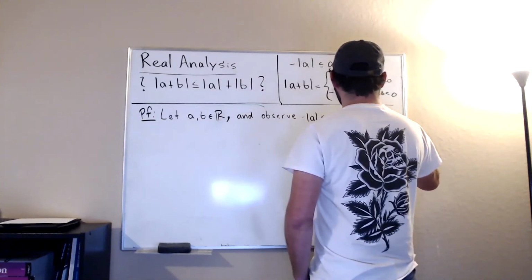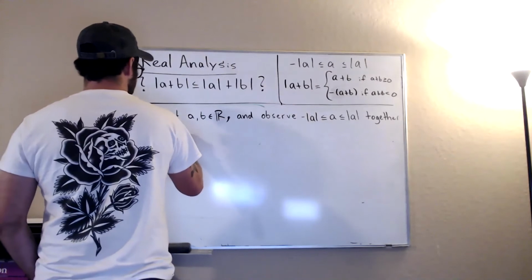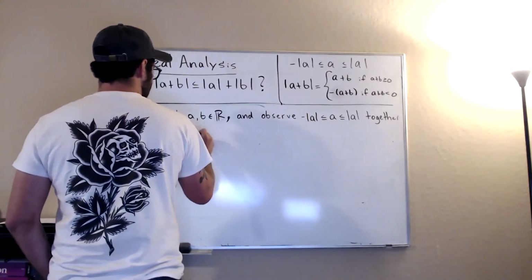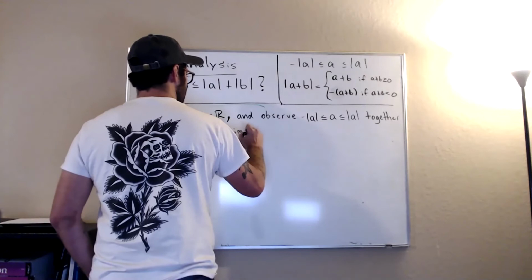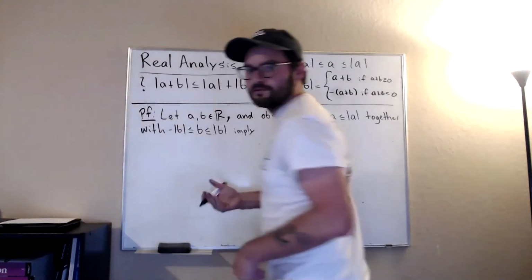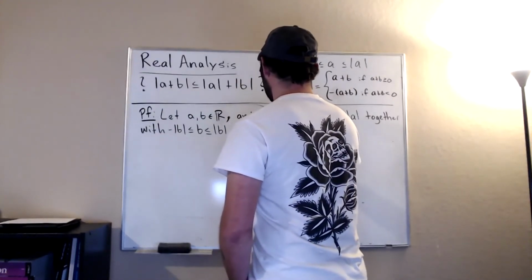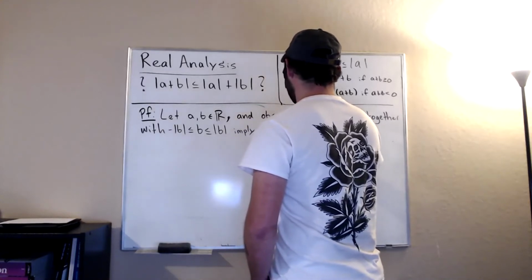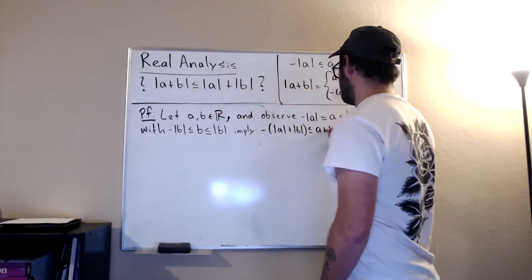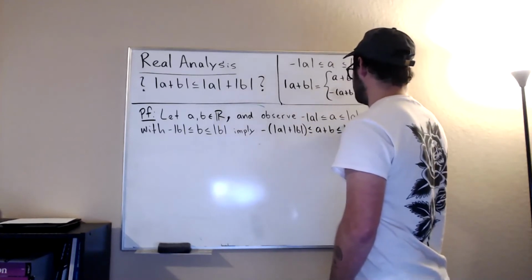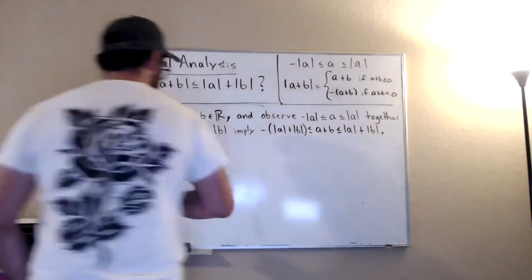And I'll say, together with negative absolute value B less than or equal to B, which is less than or equal to absolute value B, imply that important inequality that we use throughout each of the cases, right? Negative absolute value A plus absolute value B is less than or equal to A plus B, which is less than or equal to absolute value A plus the absolute value B. Okay.